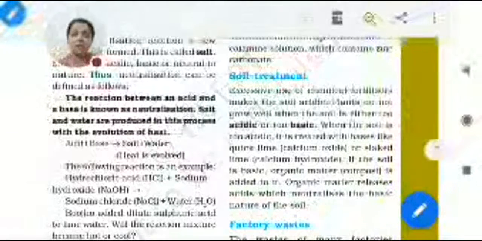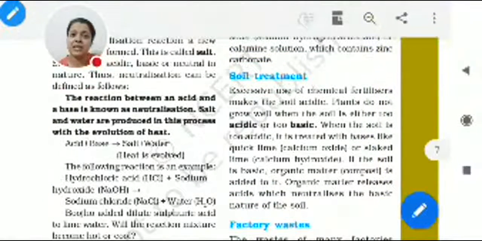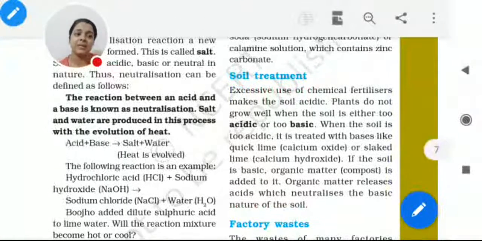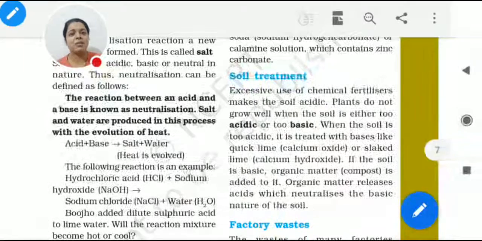No. Many times, just because of the chemical fertilizers, the soil becomes basic also. When it is acidic or when it is basic, it will not let the plants grow. So when it is acidic, we have to use a base on it, and when it is basic, we have to use an acid on it. Now you may have a feeling about what kind of acid we have to use, right?